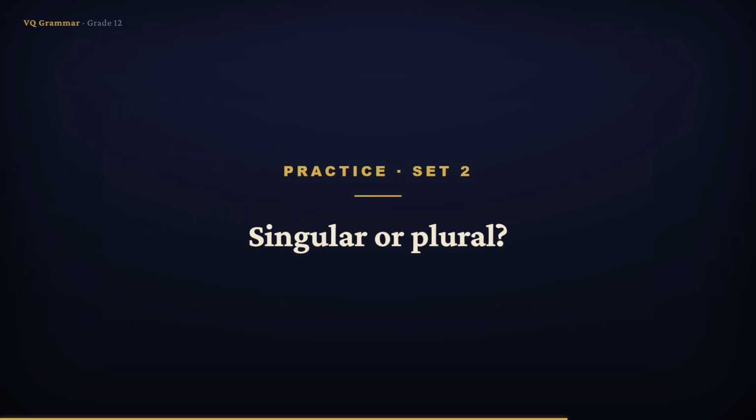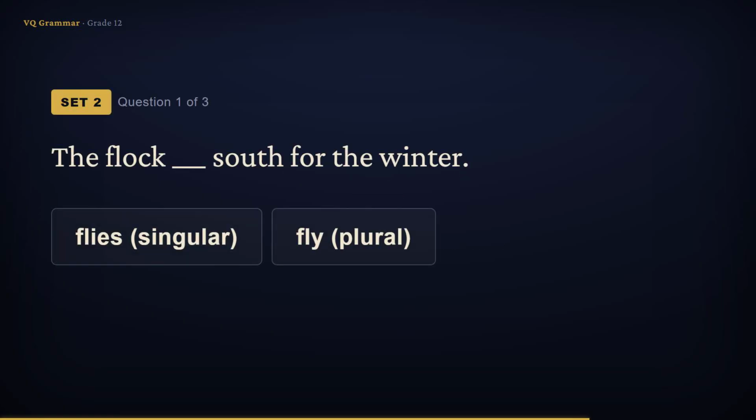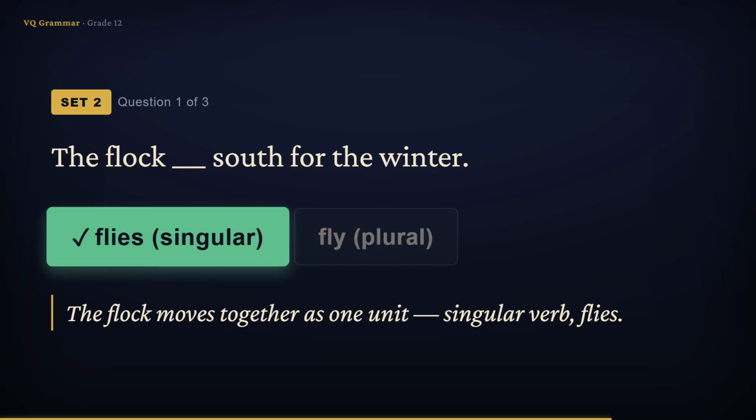Now each sentence has a collective noun. Decide whether the group is acting as one unit, which needs a singular verb, or as separate members, which needs a plural verb. Pause and choose before I answer. The flock blank south for the winter. Picture it. The birds move together in one great mass as a single unit. When the group acts as one, we use a singular verb. So the answer is flies.